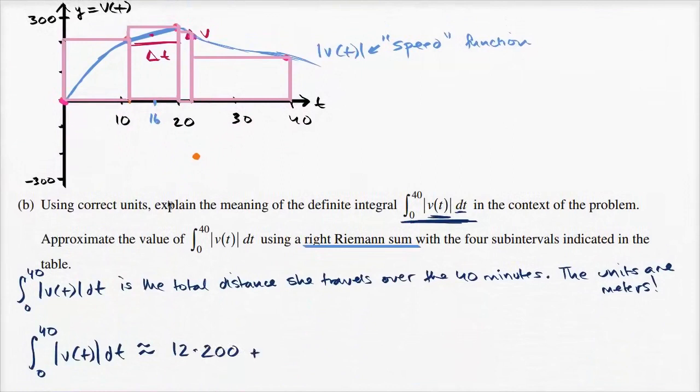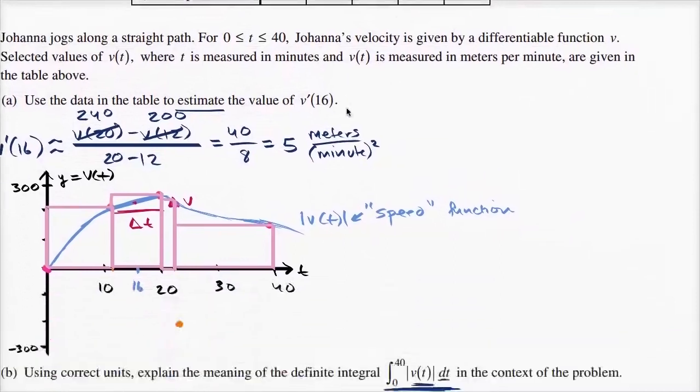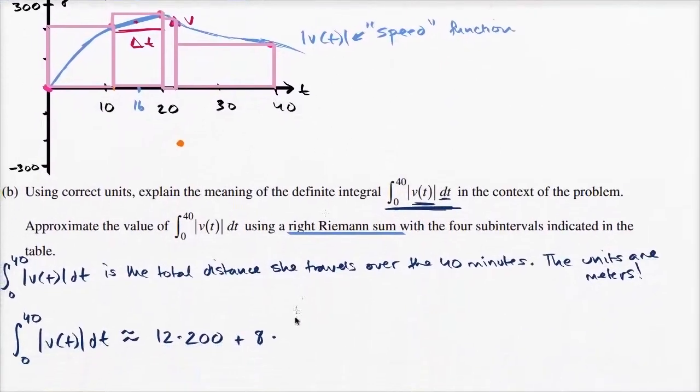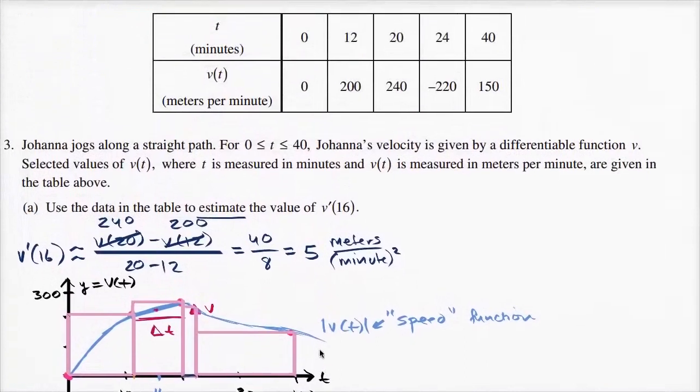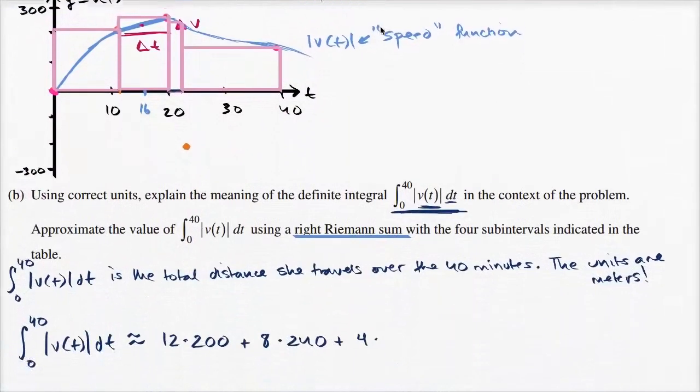Plus, the next interval goes from 12 to 20. So it's going to be 8 times, and then the height here is going to be v of 20. I think v of 20 was 240. And then the next interval goes from 20 to 24. So that only has a change in time of 4. And then what is the height at 24? Remember, we took the absolute value of v of t, so it's 220. So 4 times 220.